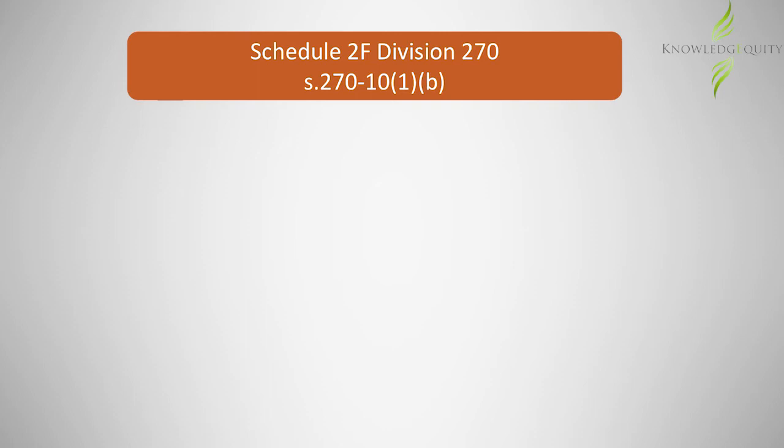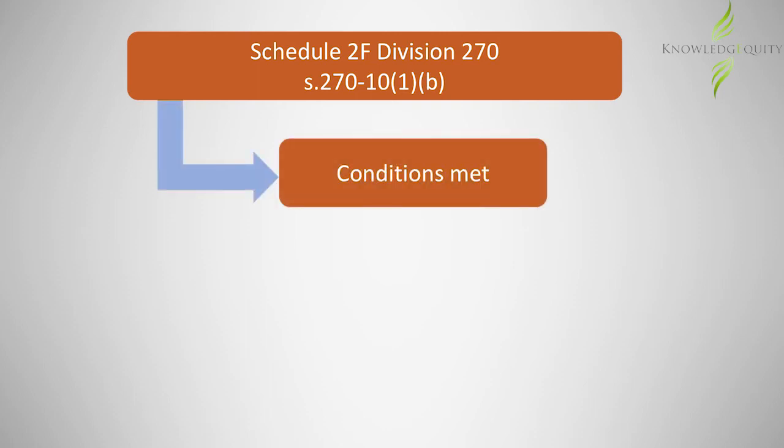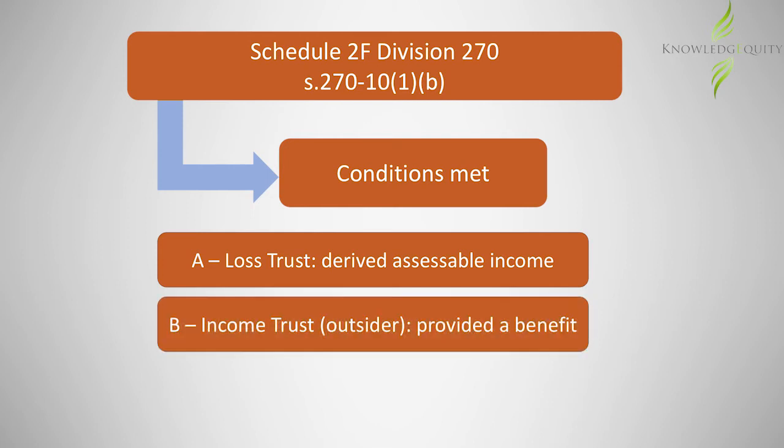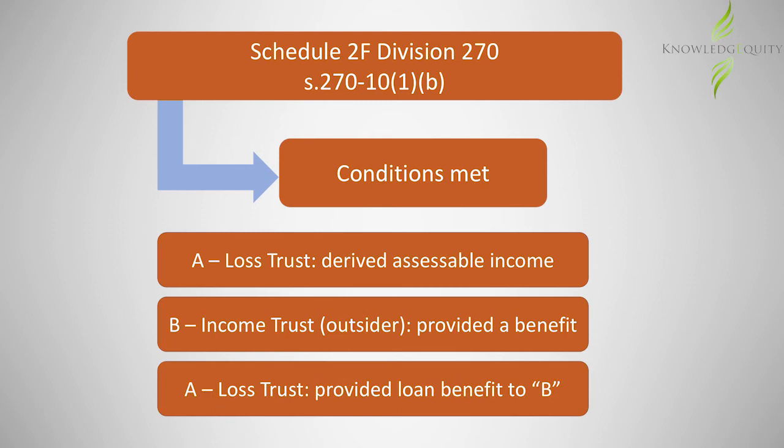The requirements of Section 270-10(1)(b) are met because under the scheme, the A Loss Trust has derived assessable income because of the allocation of the net income by the B Income Trust. The B Income Trust, the outsider, has provided a benefit to the A Loss Trust by allocating net income to the trust. The A Loss Trust has provided a benefit to the B Income Trust by loaning back an amount equal to its income allocation.